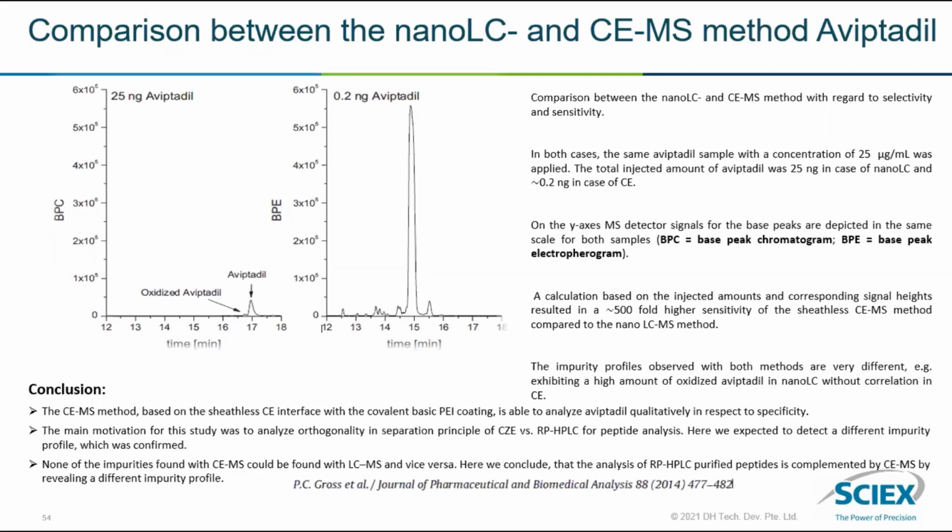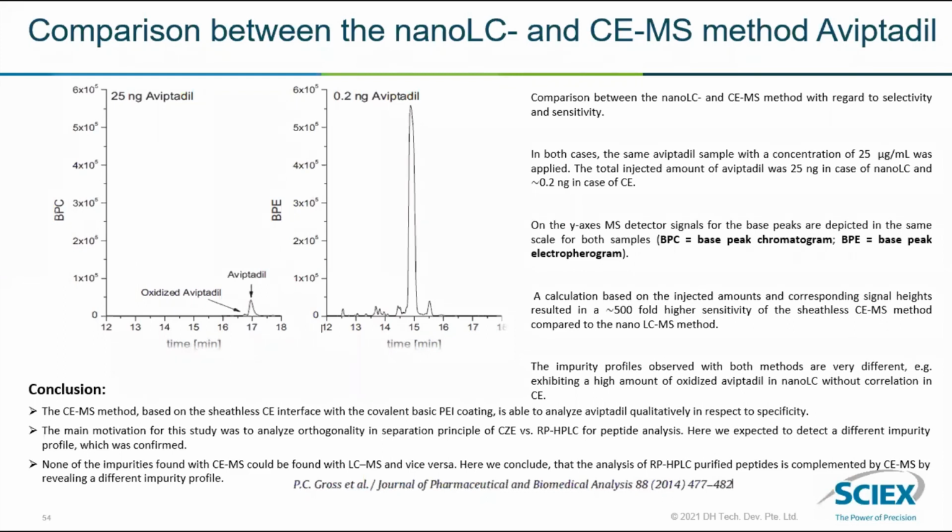So you can see the sensitivity of the molecule when we inject it in LC and then in CESI. When we calculate the concentration of the sample injected in both technologies and the sensitivity, we found that in CESI, since we are injecting a smaller amount of sample, we still get very good resolution and the sensitivity is high. It is 500-fold higher compared to LCMS. The impurity profiles observed with both methods are very different. We are getting many peaks in CESI.